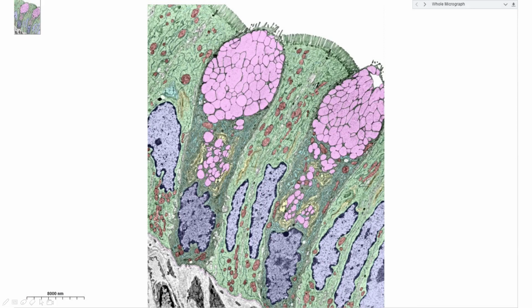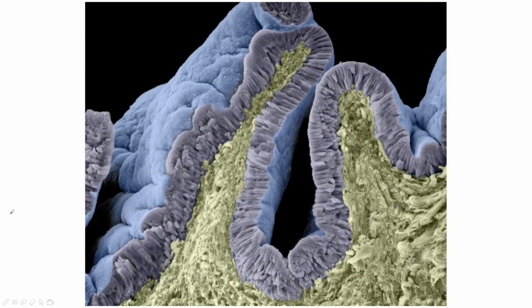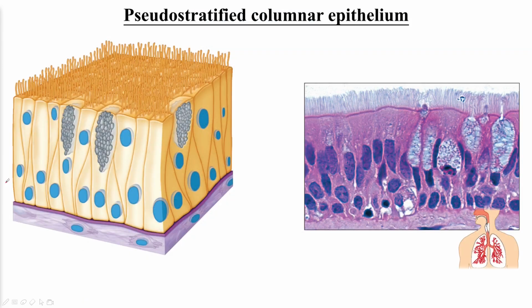Here is an example of simple columnar epithelial cells under the scanning electron microscope. The goblet cells are the dark green, enlarged with mucus, which is stained pink, highlighted here. Here is a generated image of simple columnar epithelium inside the wall of the intestines. The last tissue example on our list is the pseudostratified columnar epithelium.